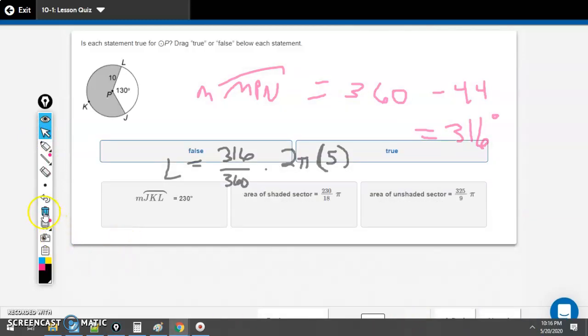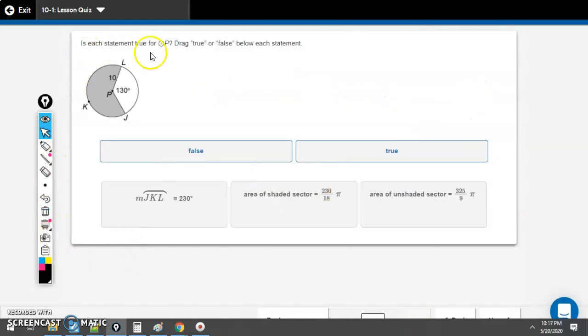Okay, let's talk about this one. This one is the first area one, okay? You're talking about area a little bit here. So we're dealing with the shaded segment. Which one is true and which one is false? Okay, so, well, JKL is from here to here to here. Okay, so you should be able to figure out how many degrees that is. All right, and then one of these two areas is correct.